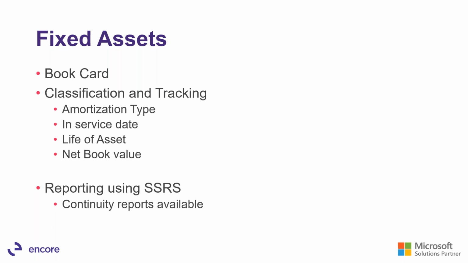Then we'll talk a little bit about the reporting. SSRS has a very good built-in continuity report for fixed assets. There are also fixed asset reports inside GP as well. So you can get your net book values out so that you've got something to balance to on your asset cards.